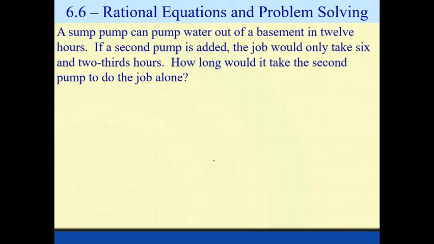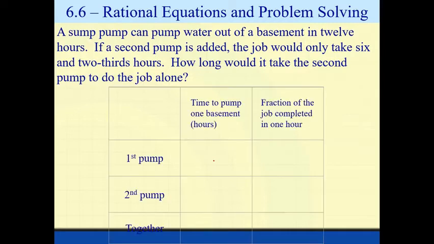Here is another work problem. This time we have a sump pump, and it can pump water out of a basement in 12 hours. If we add a second pump, the job is only going to take 6 2/3 hours. So how long would it take the second pump to do the job alone? And again, we're going to set up a table here. So we have time to pump 1 basement, and then the fraction of the job completed in 1 hour. So the first pump they told us was 12 hours. So the fraction of the job, and the second pump we don't know yet, but together they are 6 2/3.